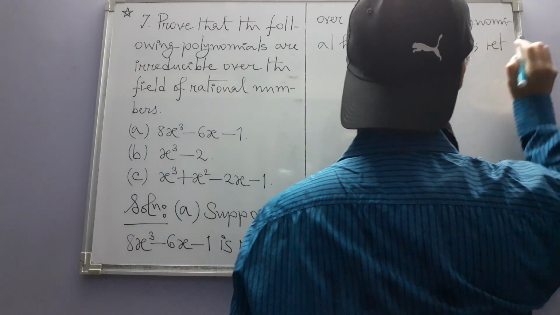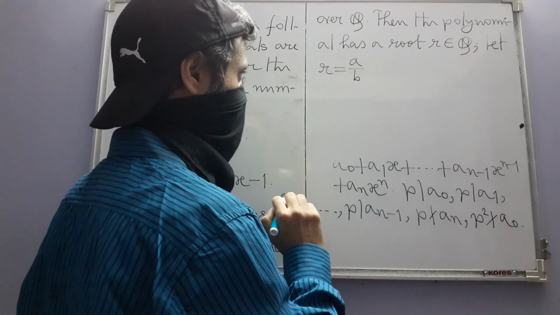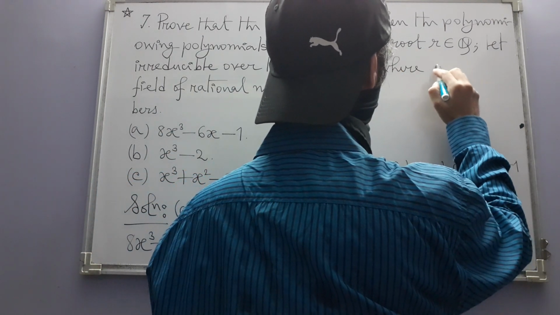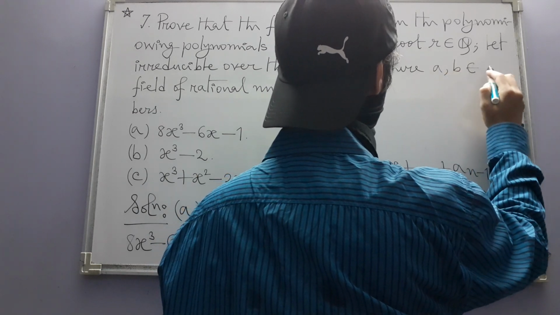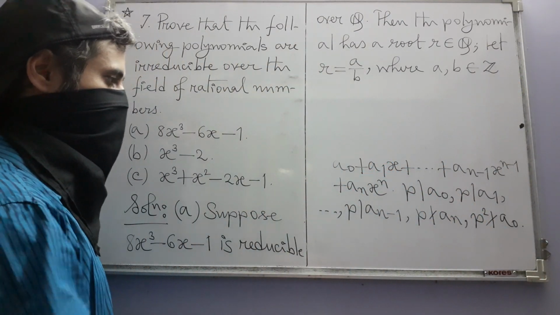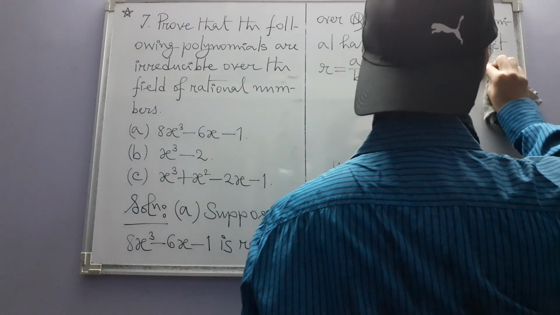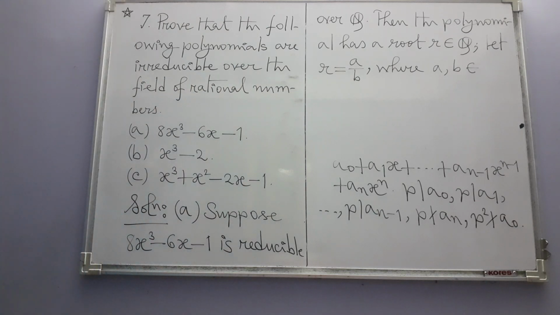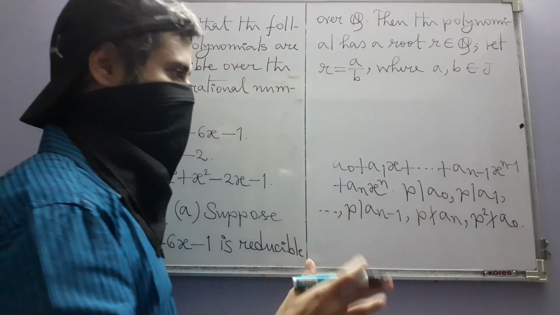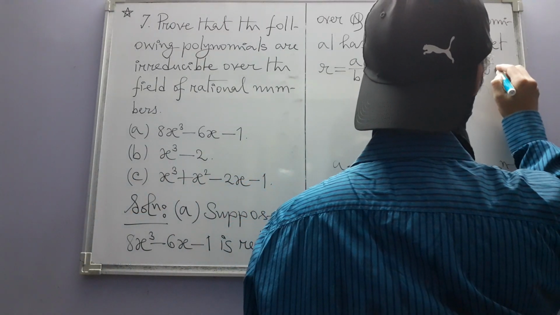So since r is a rational number, r can be written as a quotient of two integers a over b, where a and b are integers. Normally we would write Z, right? But in this book, the set of integers is being denoted by capital J. If you want, you can write Z, okay, but I'm just maintaining what is there in the text.